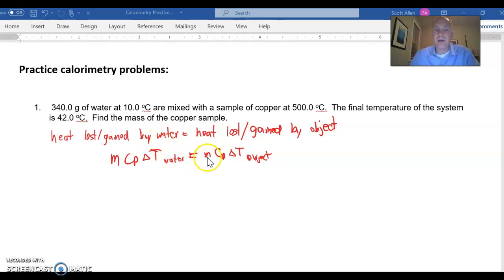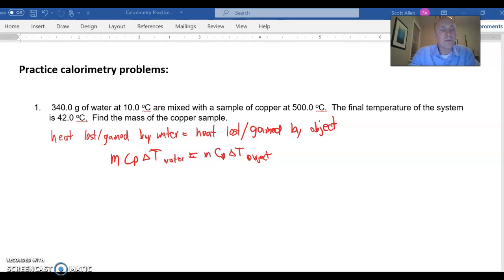But either way, what this allows you to say is that the mCp delta T, the mass times the specific heat times the change in temperature of the water, is going to equal the mass times the specific heat times the temperature change of whatever the object is that you're putting in the water. So let's take a look at this problem here and see what we can identify.